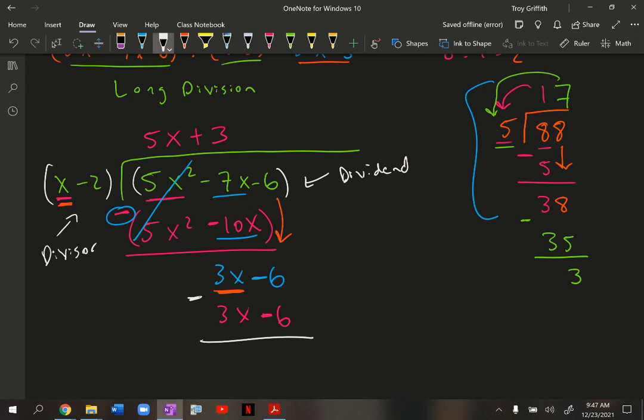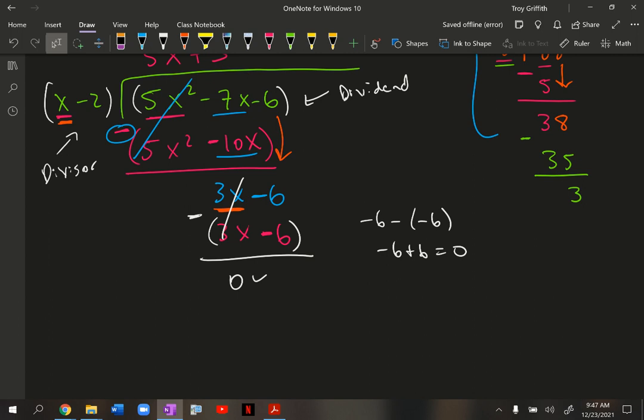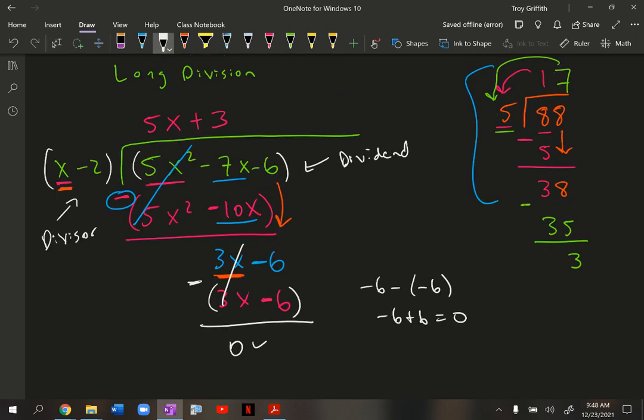Okay, and to finish out, I'm going to take these two things and subtract them. Remember I put parentheses around this, 3x minus 3x, that's 0. And negative 6 minus negative 6, well, that becomes a plus 6, and negative 6 plus 6 is 0. So my remainder when I'm done here is 0, okay? Which means my final answer to this is just 5x plus 3, okay?